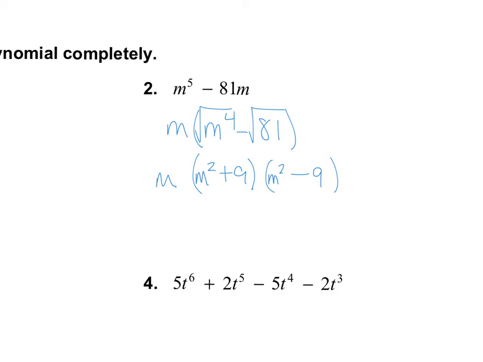Now the only thing that's different about this is you can actually go a step further because you have another difference of squares. So this is going to break into its 2 with a plus and a minus. Square root of m squared is m. Square root of 9 is 3. And then everything else comes down.